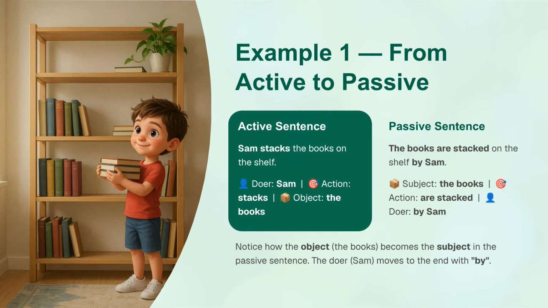Let's look at our first example of changing an active sentence into a passive sentence. In the active sentence, we say, Sam stacks the books on the shelf. Here, Sam is the doer, stacks is the action, and the books receive the action. When we turn this into a passive sentence, we say, the books are stacked on the shelf by Sam. Notice how the object, the books, becomes the subject at the beginning of the passive sentence. The doer, Sam, moves all the way to the end after the word by.